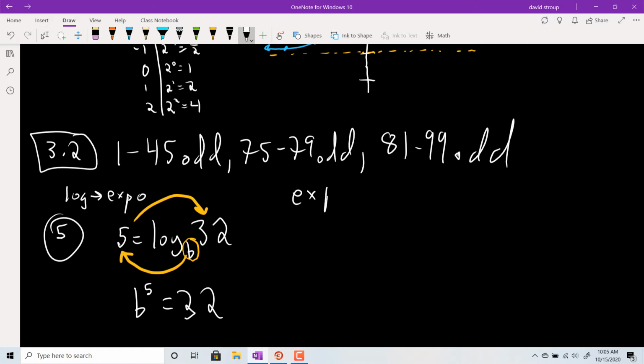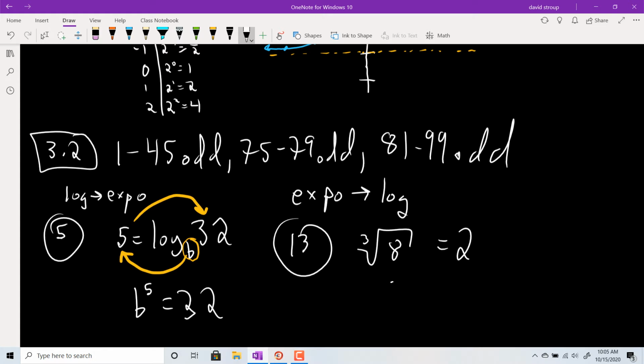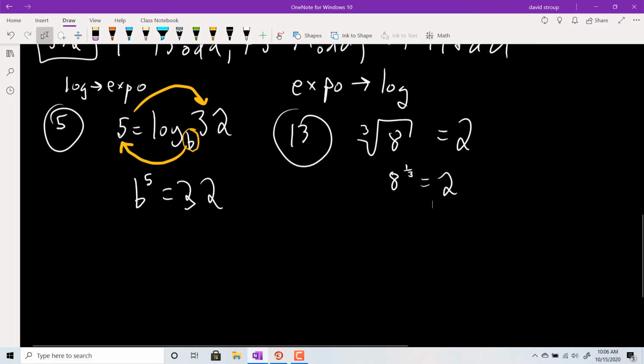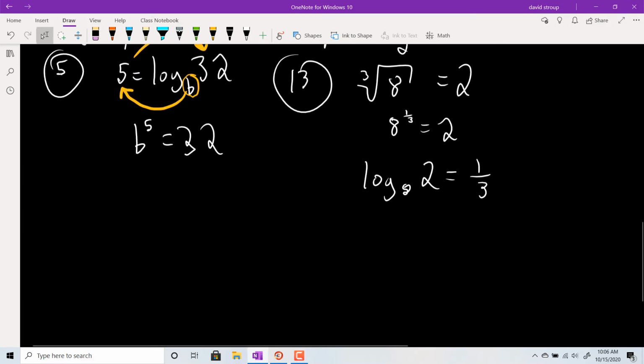Okay. Now in the other direction, going from exponential to log, we want to be able to do that as well. Okay, so here we have the cube root of 8 equals 2. You may want to rewrite this as 8 to the 1/3 power equals 2. Okay. So this time the base is 8. And then 8 to the 1/3 power goes on the other side, equals 2. So you have to be able to rewrite that, and that may take a little bit of practice.